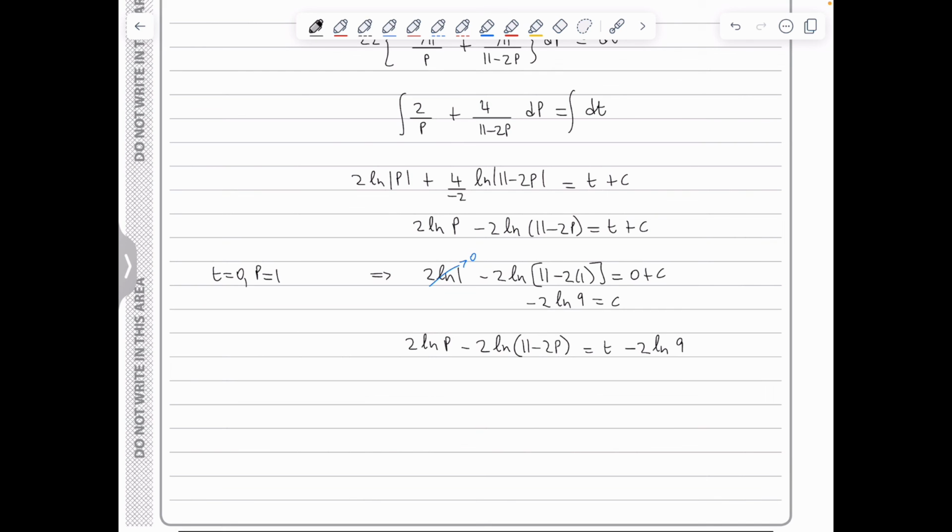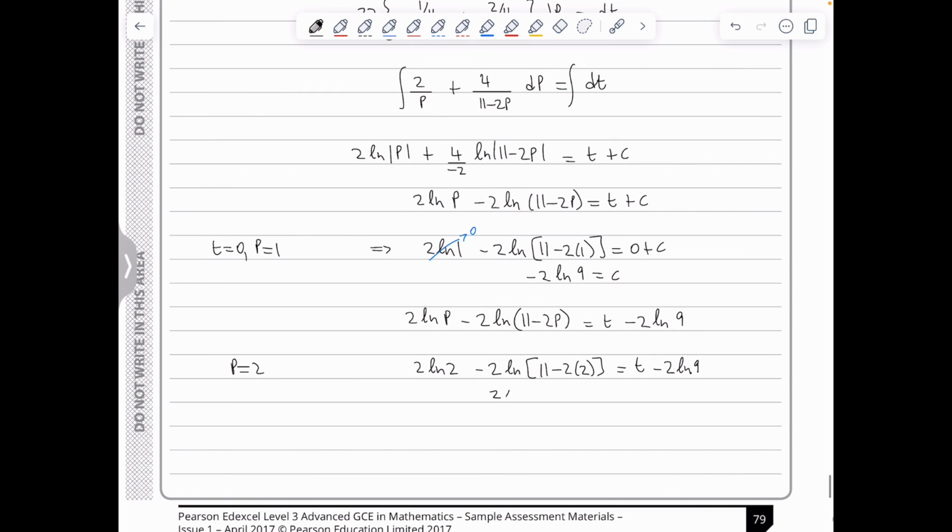We are being asked to find the time for the population to double, so that means we need p is 2 and we're looking for t. So 2 ln 2 minus 2 ln of (11 − 2 × 2) is equal to t minus 2 ln 9. So we have that 2 ln 2 minus 2 ln 7 is t minus 2 ln 9, which leads to 2 ln 2 minus 2 ln 7 plus 2 ln 9 is equal to t. Plugging everything into the calculator, we get that t is 1.89, and that's years. We need to include the units.